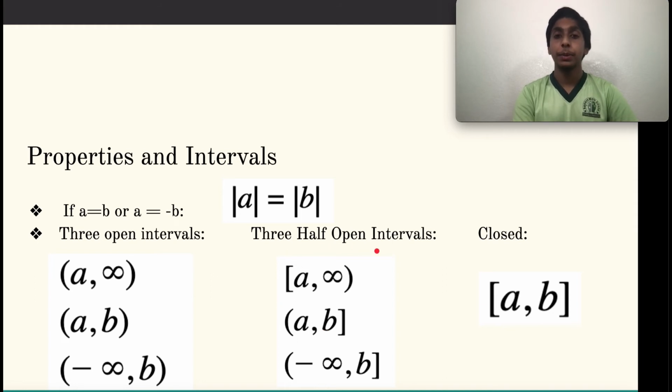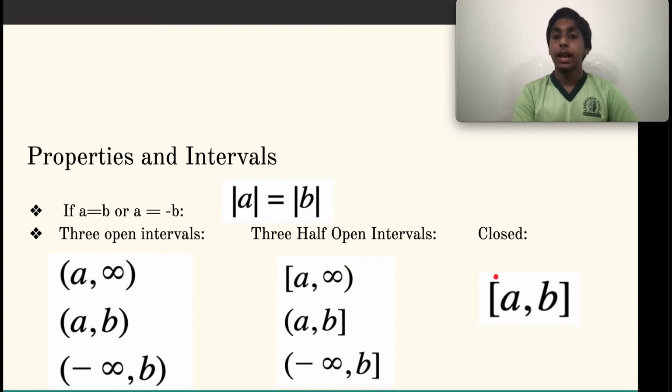So 3 half-open intervals are going to have one inclusive and one exclusive, right? So that's why we got A. So A is included in the solution region to infinity, but infinity is not included. Here, A to B and B is included. And here, negative infinity to B and B is included again. So these are half-open intervals because we have one normal parentheses and we have one square bracket.